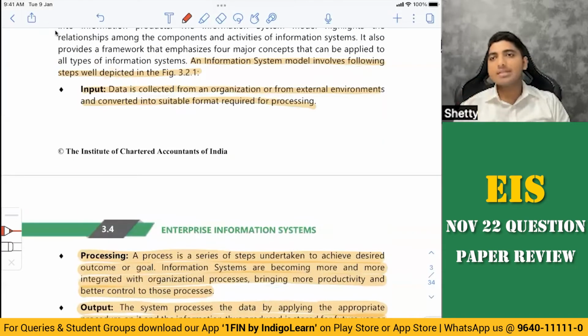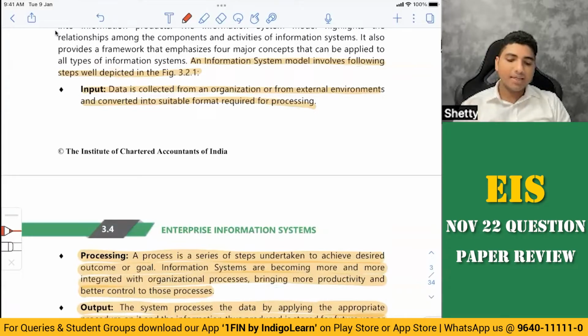The step number 1 is input. Now, what is input? Whenever there is a system, let us talk about an accounting system. So first you make a transaction. Let us say there is a sale transaction that you make. Now, the information of this sale, first you have to enter into some accounting software. That is called input.